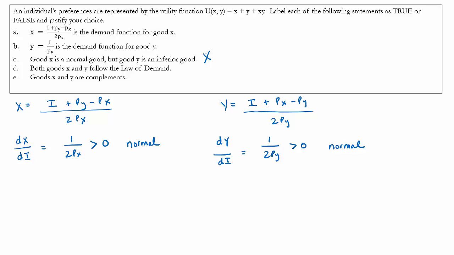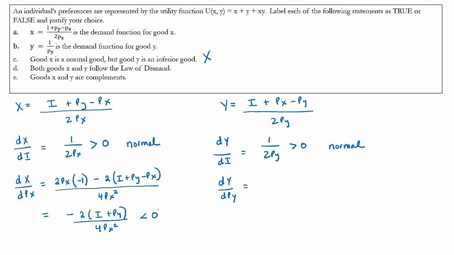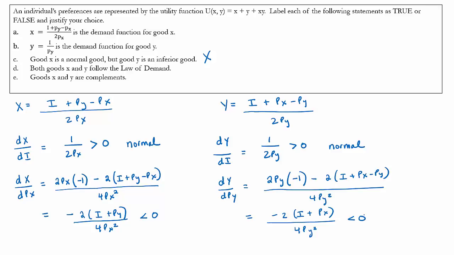Do both goods follow the law of demand? To answer that, let's look at the sign of dx dp of x and dy dp of y. Here, dx dp of x is negative, revealing that x does follow the law of demand. How about dy dp of y? Since dy dp of y is negative, good y also follows the law of demand. Statement D is therefore true.